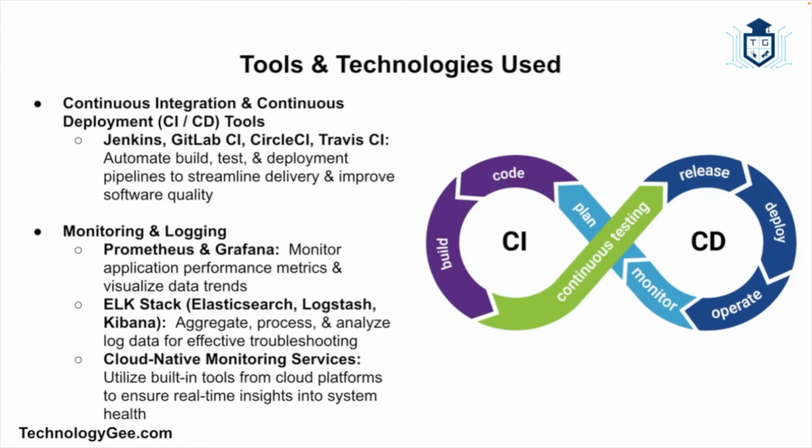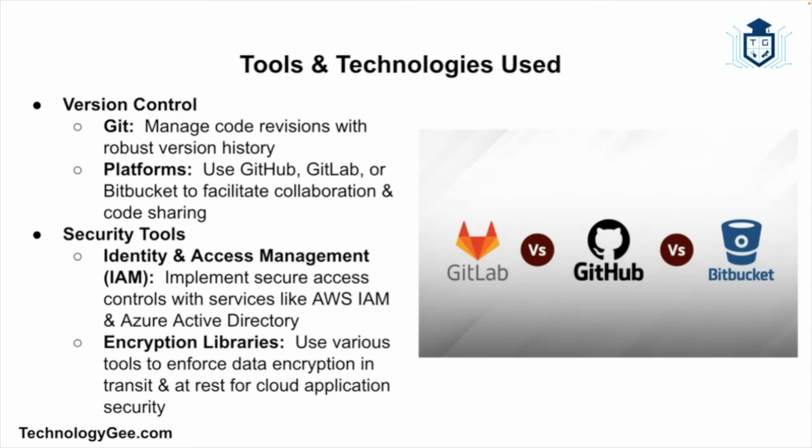You have monitoring and logging. So you have tools like Prometheus, Grafana, ELK Stack, and cloud native monitoring services to help in tracking performance and troubleshooting issues. There's version control. So Git and platforms like GitHub, GitLab, and Bitbucket are essential for version control and collaborative development. And then you have security tools. So tools like AWS Identity and Access Management, Azure Active Directory, and various encryption libraries that can help ensure the security of cloud applications.